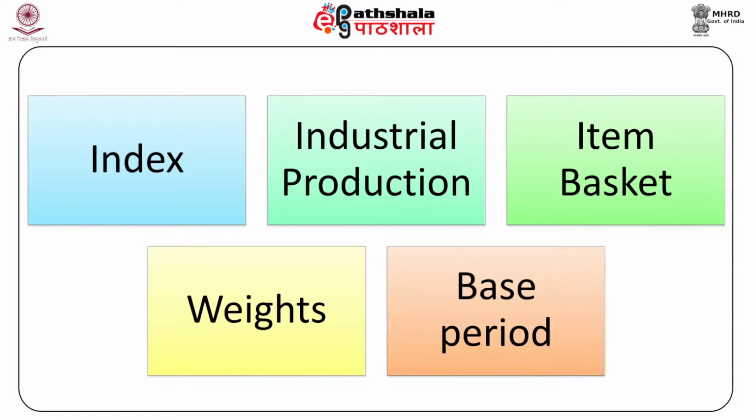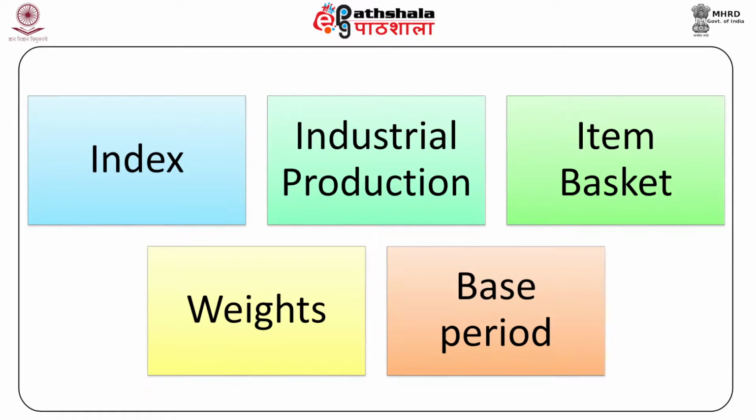The current criteria for assigning weights is gross value added, or GVA, from that industrial activity. In the past, net value added by the manufacturer and proportion to the total output have been used. Then the base period. IIP is a ratio of production in the current period to the reference period. This reference period is called the base period.